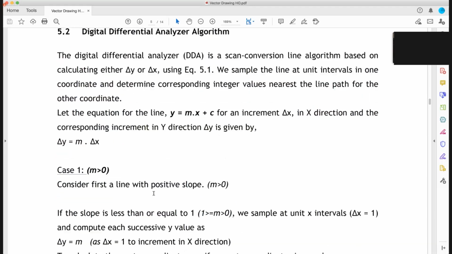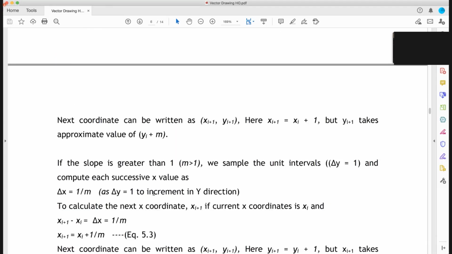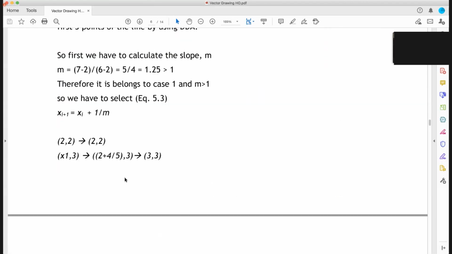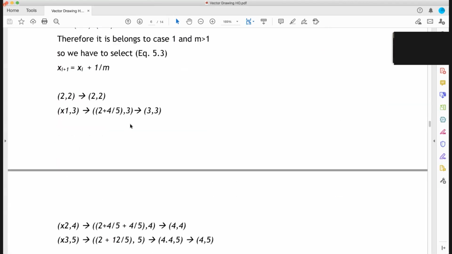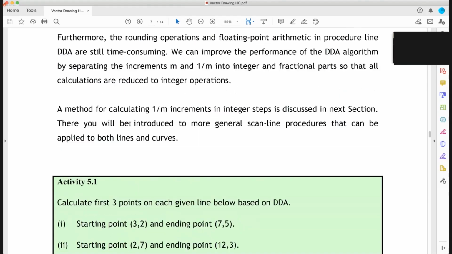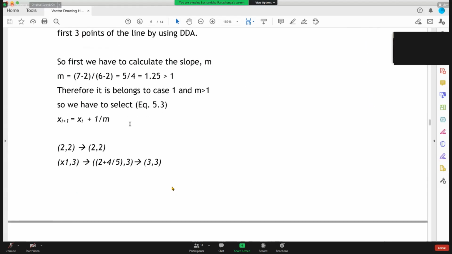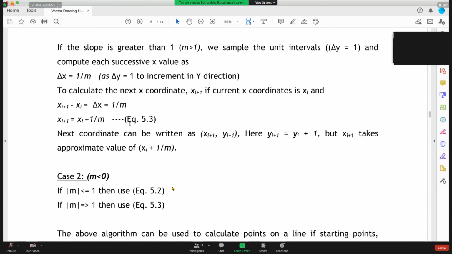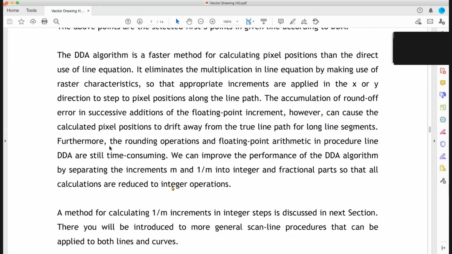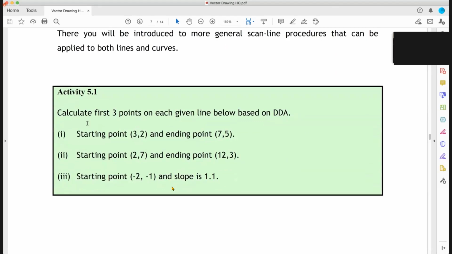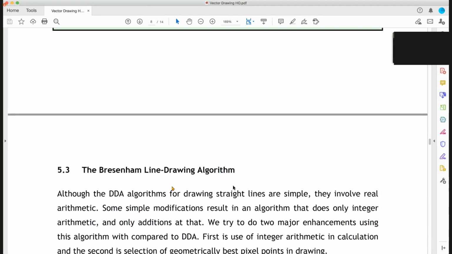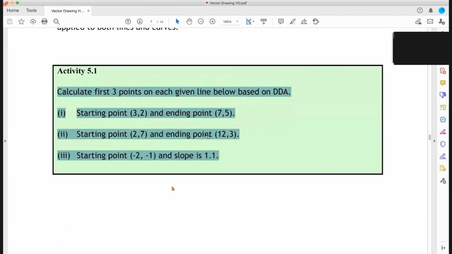Now case 1 and case 2 are both considered, and you can go through these cases I have explained and see how we have done the calculations here. Then the DDA algorithm is represented in that manner, and we have given you the steps as well. Please do these activities and come next time.